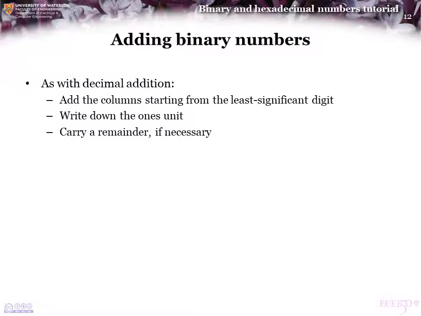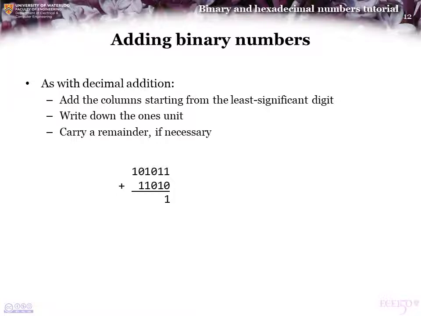Now, adding binary numbers. As with decimal addition, we just add the columns starting from right to left, starting at the least significant digit. But with binary, it's the least significant bit. We write down the ones unit of any sum and carry any remainder to the left if necessary. So for example, in adding these two binary numbers, we have 1 plus 1, 0 is 1.